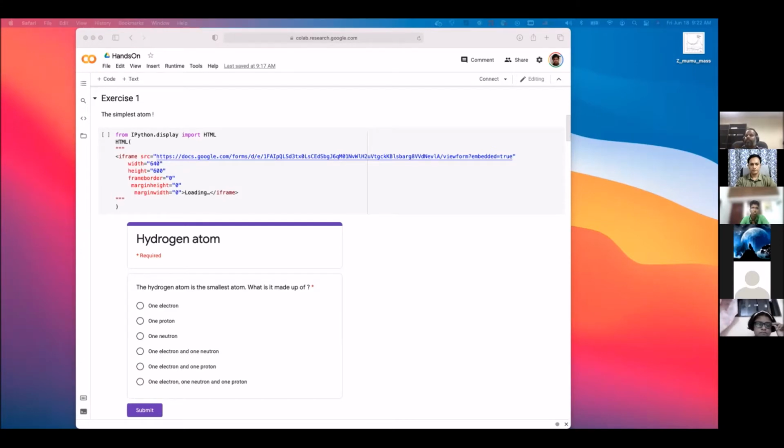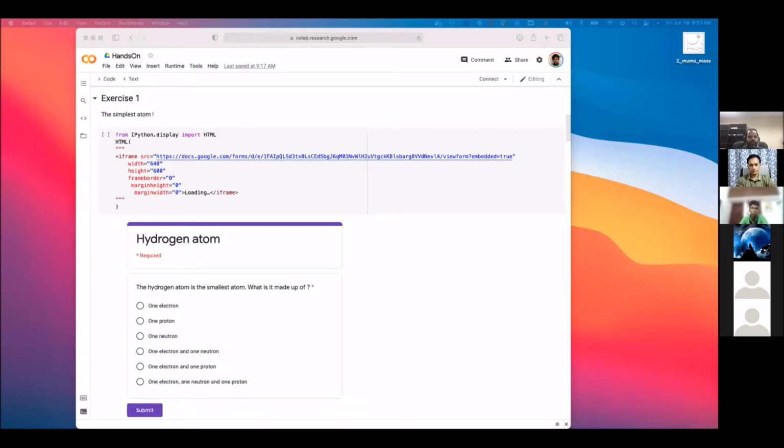So the question was, what is the hydrogen atom? It's the smallest known atom. It is the simplest element. What is it made up of? I got a couple of answers here. Someone says it's just one electron. That can't be true, right? Electron is negatively charged, and the hydrogen atom is electrically neutral. So there must be something else which is balancing the charge of that negative electron. It needs to have at least an extra positive charge, right?